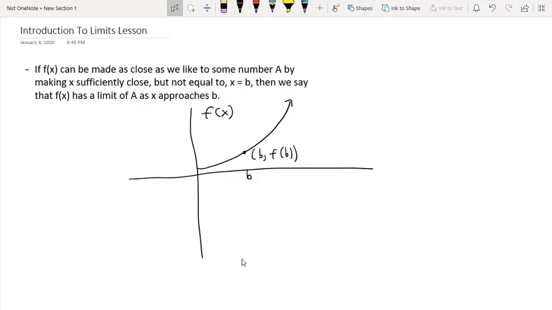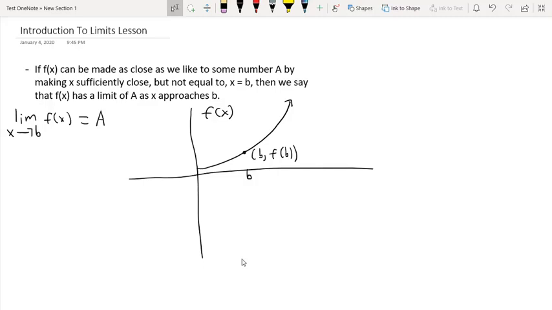What we do here is we say lim, this means the limit. We put the variable we're analyzing here, which is x. We do an arrow, which means as x approaches, and we put some value in for x, which in this case is b. So what we say here is the limit as x approaches b of f of x is going to be a.